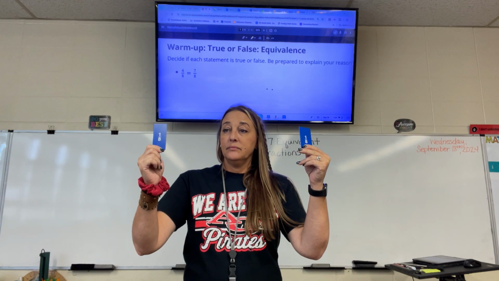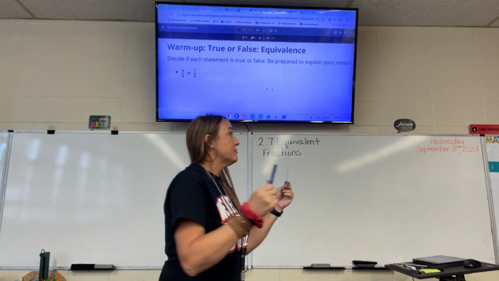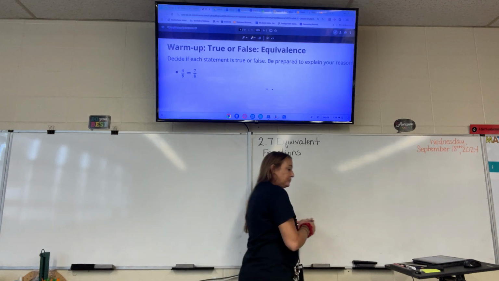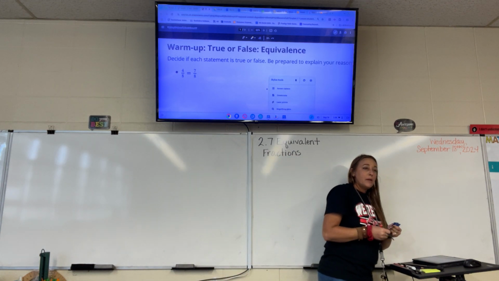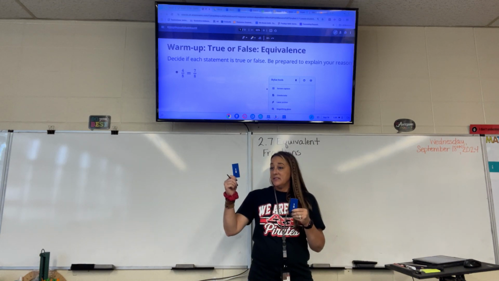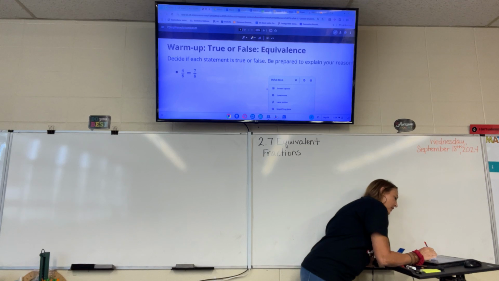Yes. No. So that statement would be false because it's got an equal sign, and we know that 4 pieces of pizza is not the same as 7 pieces of pizza. So that would be false.